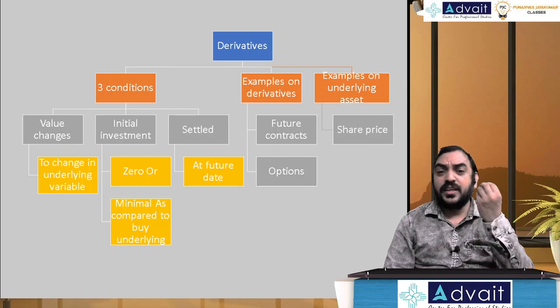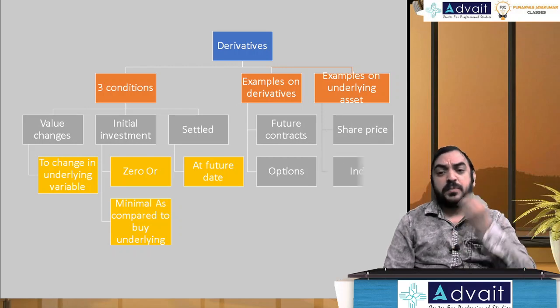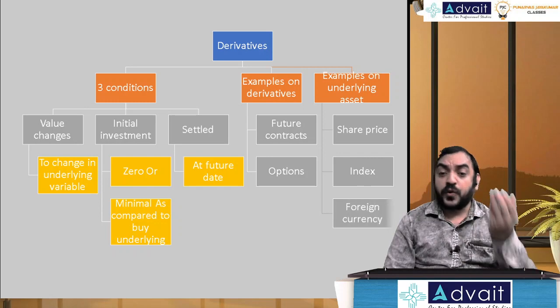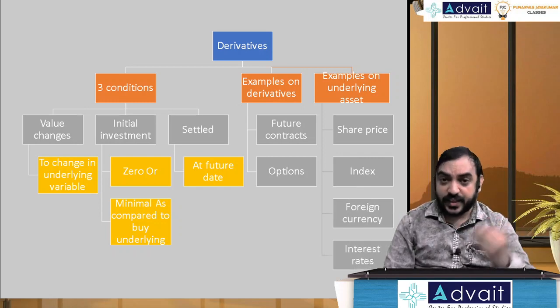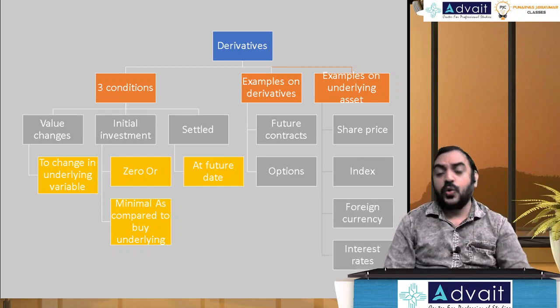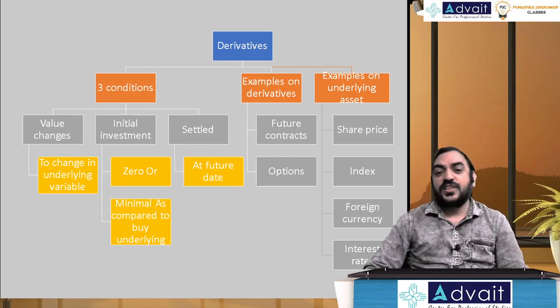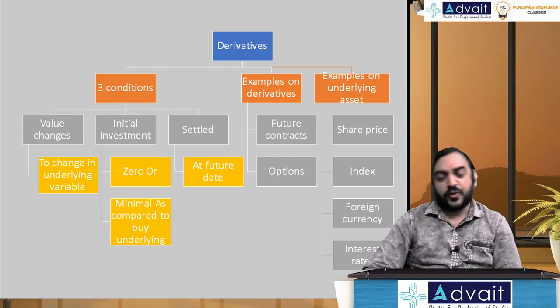Underlying asset may be shares, underlying asset may be an index, underlying asset may be foreign currency, it may be interest rates, it may be a commodity, gold, and so on. Please write down this chart also quickly for your reference.